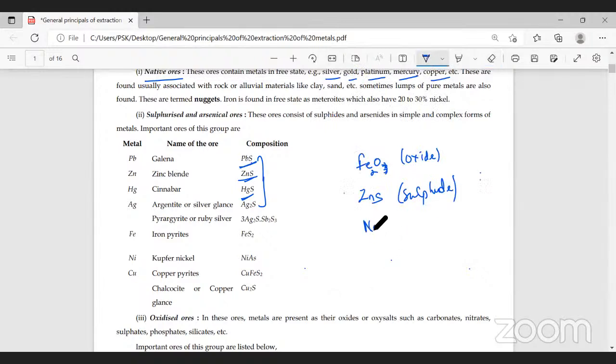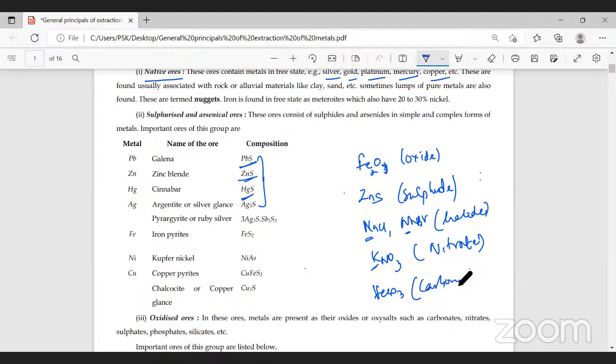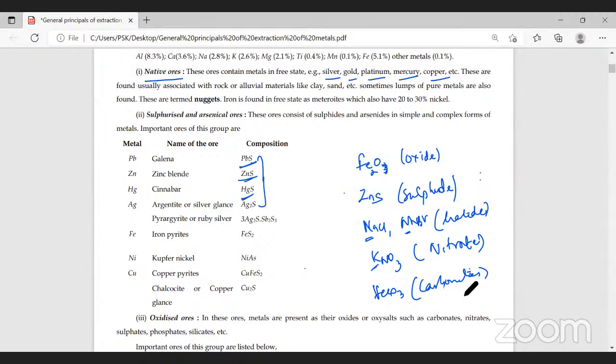Now, if we take NaCl and NaBr, sodium is a metal and these are halogens. Therefore, they can exist as halide ores. If you take KNO3, potassium is a metal and they exist as nitrates. If you take carbonates, FeCO3, it exists as a carbonate. So metals can exist in the form of oxides, sulfides, halides, nitrates, or carbonates. I've just given you a few examples here.